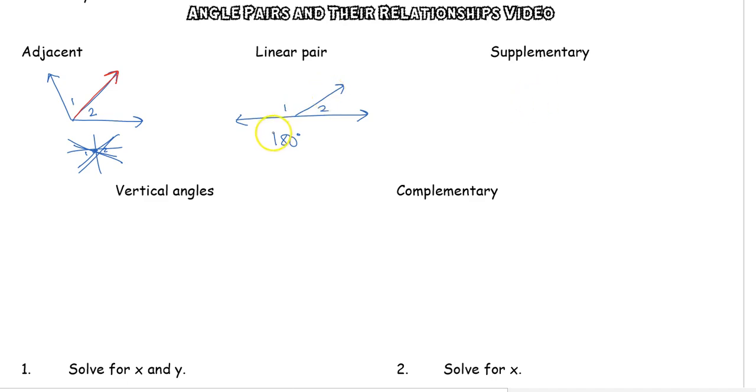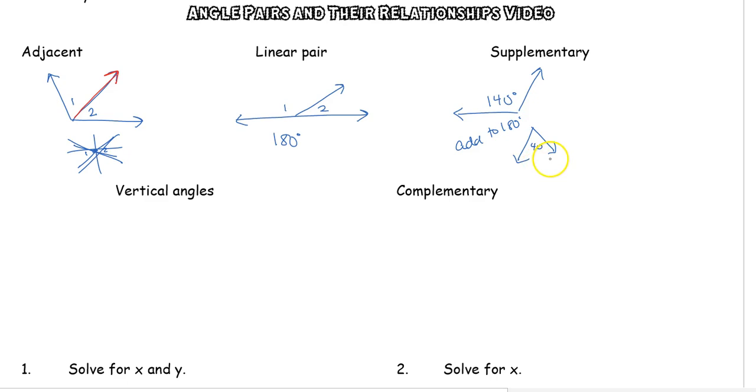Supplementary is sometimes a linear pair. A supplementary has less requirements than a linear pair. A linear pair, the angles must be adjacent and they must equal 180. A supplementary is any two angles that equal 180. So I could have 140 degrees here and then a 40-degree angle over here. Two completely separate angles, but these two angles are supplementary because they add to 180. That's the only thing that you need for supplementary.